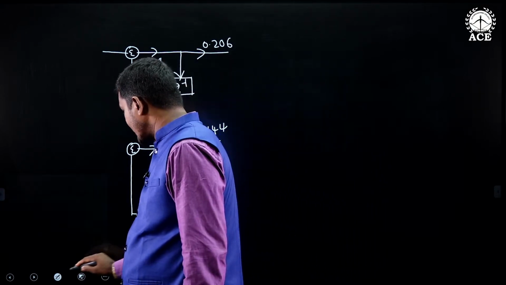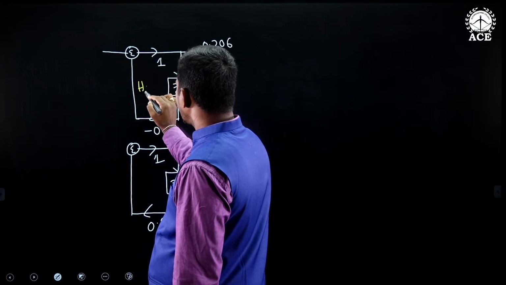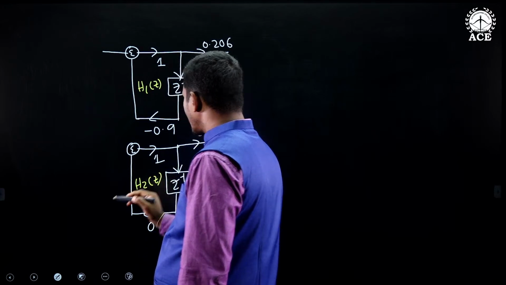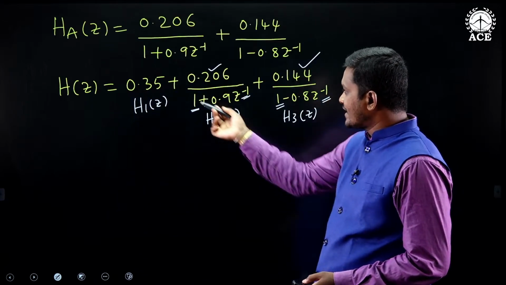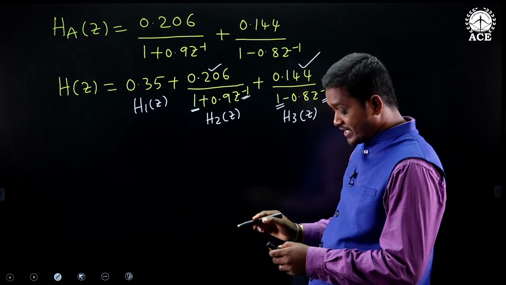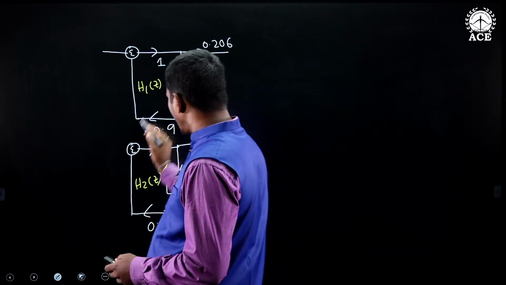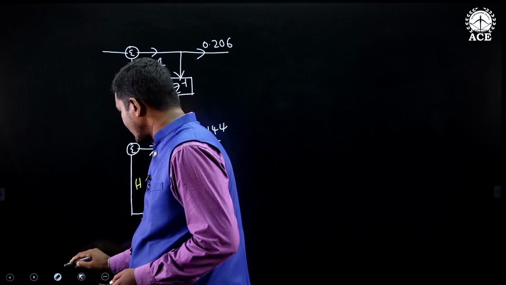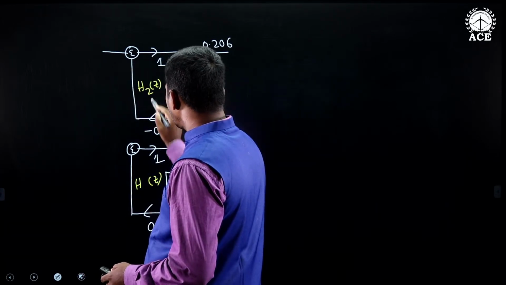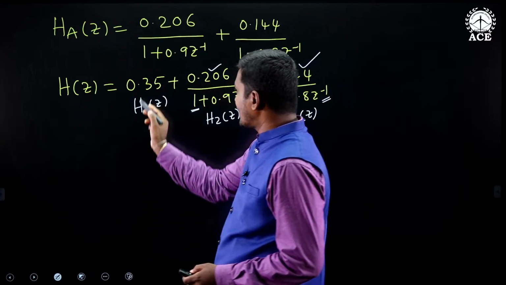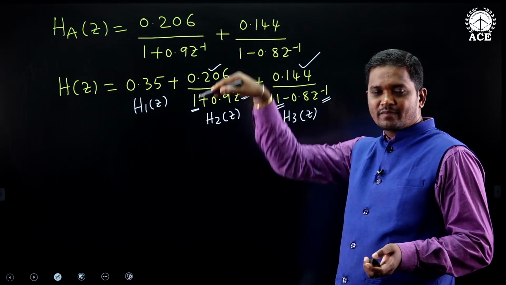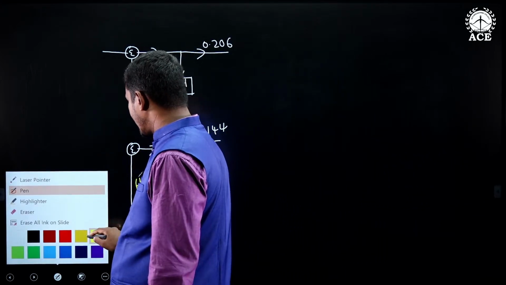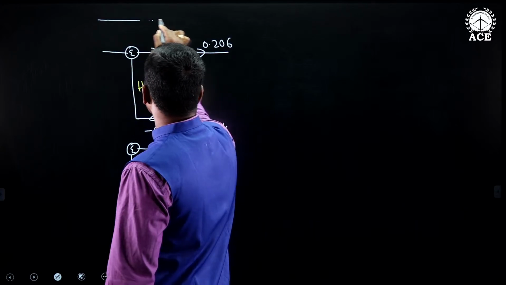So what is this one? This is H1 of Z. What is this one? H2 of Z. Understood or not? Now, what is H3? Sorry, this is H2 of Z, H3 of Z. This is H2, this is H3. What is the constant section? It's simply a line, 0.35. Yes or not? So 0.35, just a simple line.